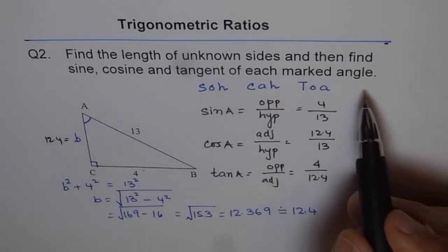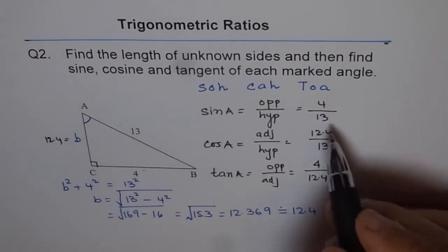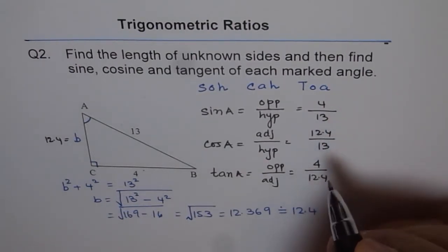Sometimes in the question they will tell you to find to one decimal place or two decimal places. Accordingly, you should divide and write down your answer to the required places, right?